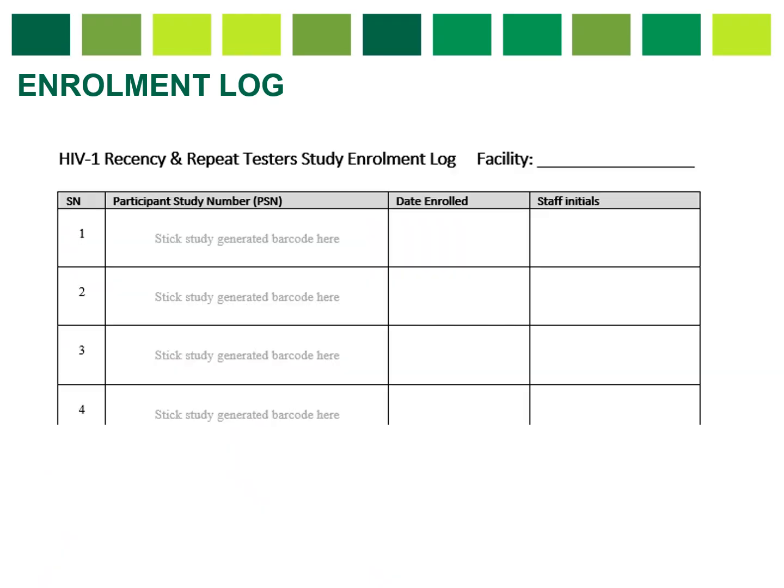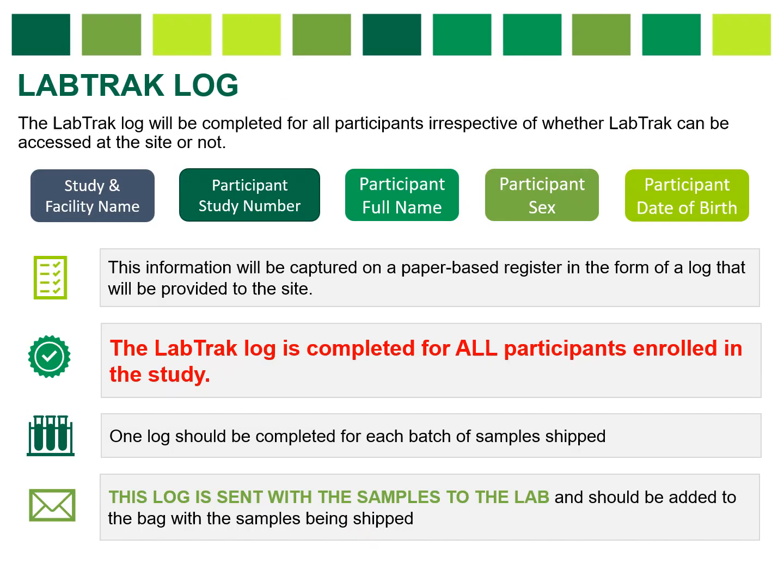So this is what the log looks like. As I've mentioned, it's got the study name on it. The facility is actually already printed on the cover of your forms. Here we will put one of those barcodes from that strip of stickers, the date enrolled, and the staff initials. The lab track log, we keep mentioning this one. It is absolutely vital that you do complete it and send it to the lab.